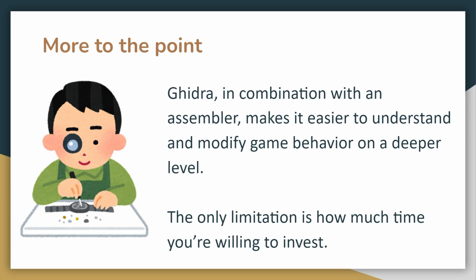But more to the point, what Ghidra really does is it makes it easier to understand and modify game behavior on a very much deeper level, something approaching what the original designers were intending. And then in combination with an assembler, you can modify that code after you have finished understanding it. The only limitation to what you can do with these two tools is how much time you're willing to invest, because otherwise the possibilities are endless.